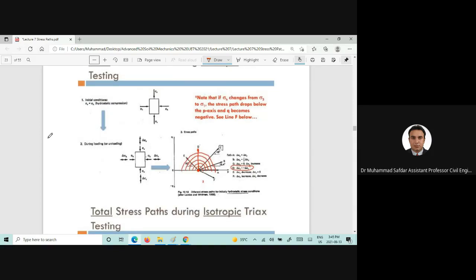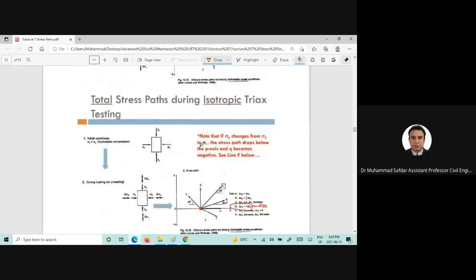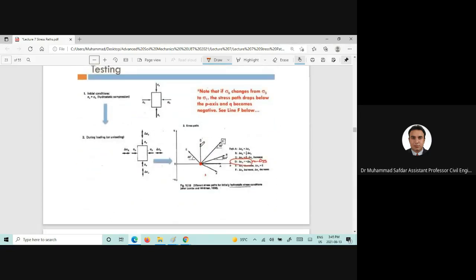Now if there is a situation where delta sigma H is equal to negative delta sigma V, if I write clearly, in that case the Mohr circle will take the form in such a way, and the stress path will move upwards in a straight direction. And this stress path will be the stress path of the direct simple shear apparatus.